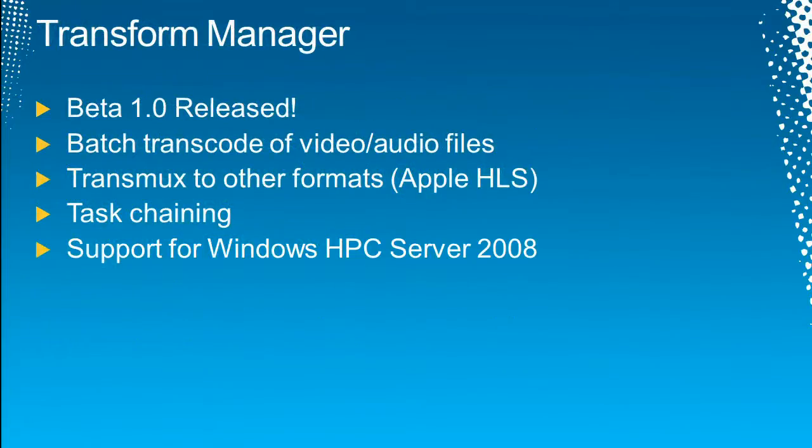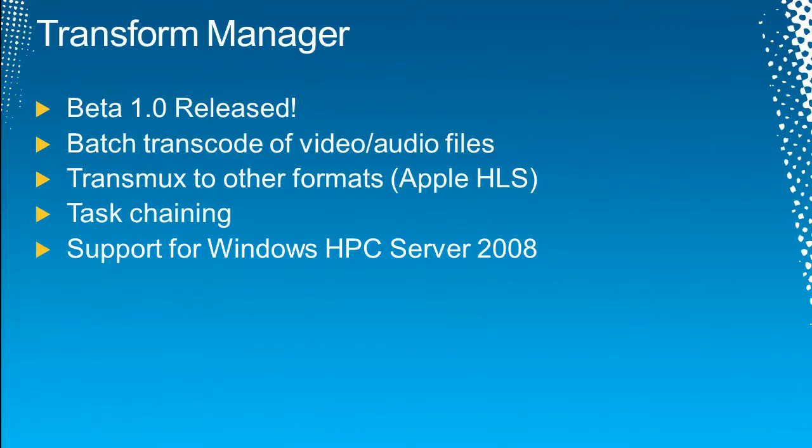So I said Transfer Manager, beta version shipped Monday last week. It allows us to do this batch encode of either video or just simply audio files. It allows us to do things like transmux to other formats. So if we take some smooth streaming content and we drop that in, we can simply just transmux that to HLS. So without doing any re-encoding, it's a much, much faster process to transmux something than it is to re-encode it.